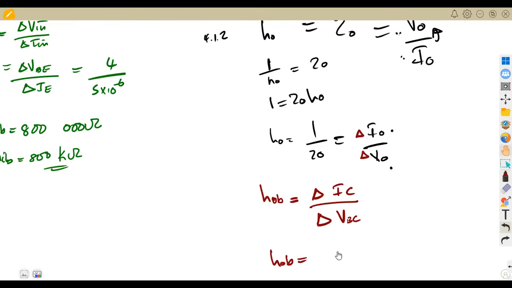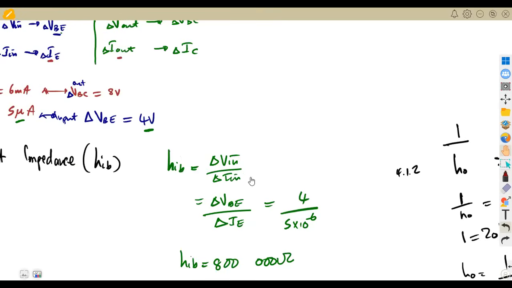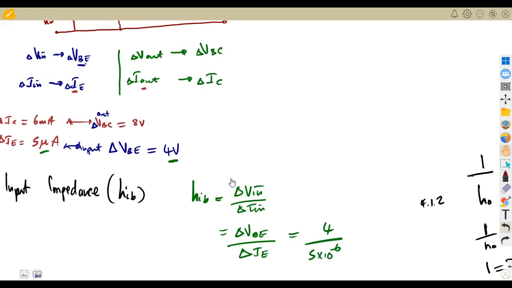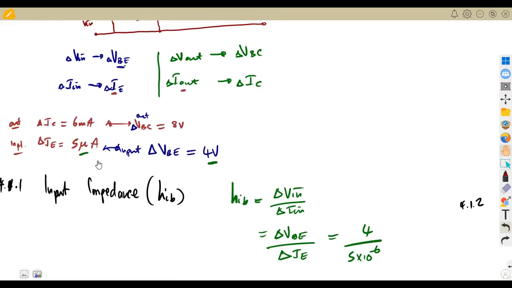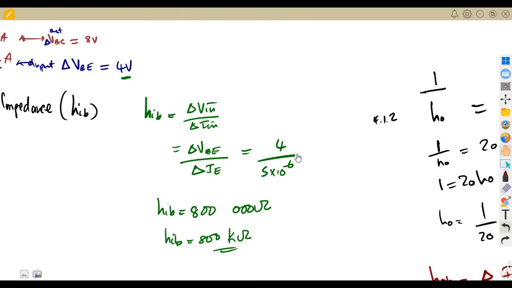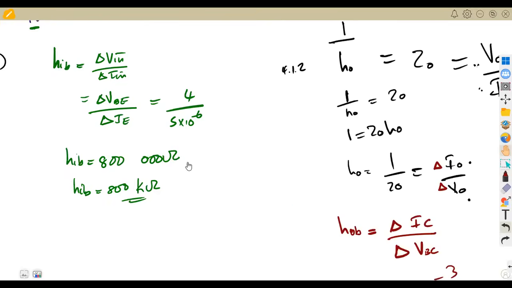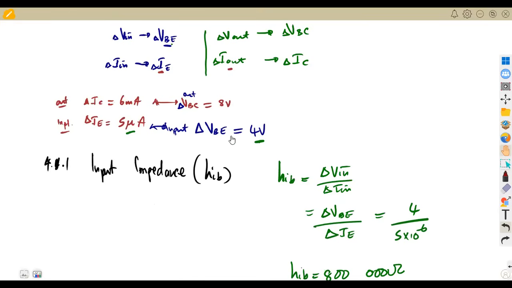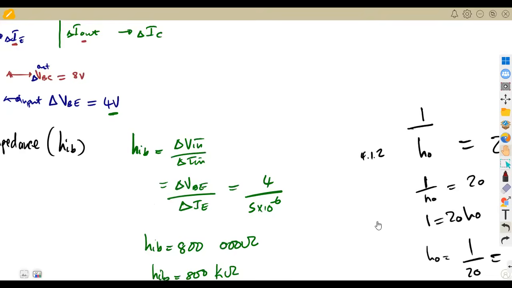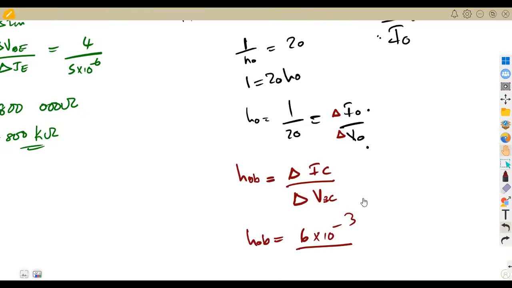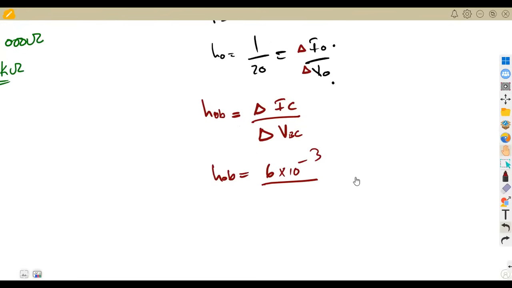So the change in collector current, remember we have these values, our change in output current, which is collector current. We have it on top here. Collector current was 6 milliamps. So these are milliamps, so it's going to be 6 times 10 to the exponent of -3 over the change in VBC, which is the voltage at the output. VBC is 4 volts, so we're going to divide by 4 volts in this case. So that's going to be 6 times 10.